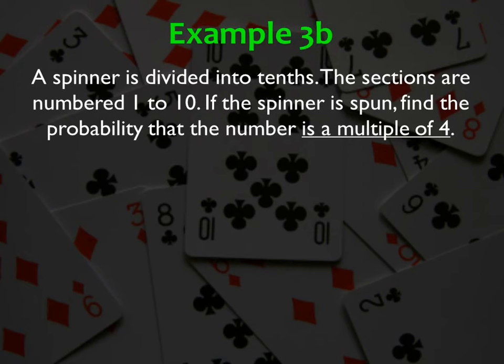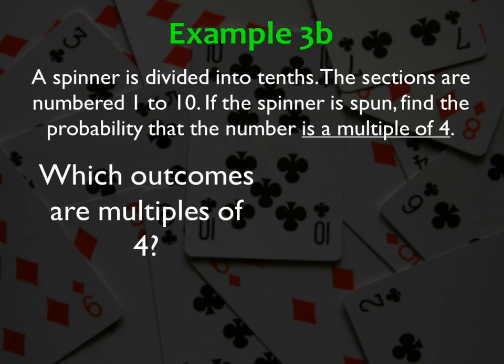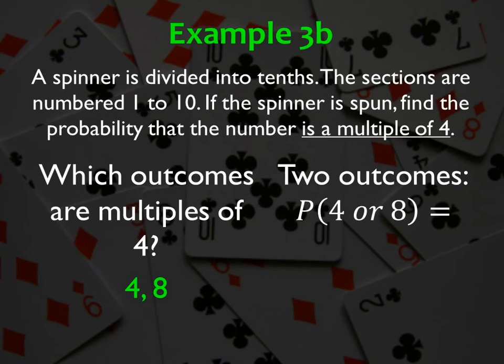3b, find the probability that the number is a multiple of 4. So which are the multiples of 4 between 1 and 10? Well, that's 4 and 8. So you want the probability of rolling a 4 or 8. There are 2 ways to do that. So the probability is equal to 2/10, which is 1/5.